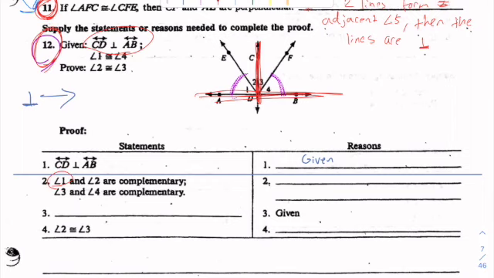Angle 1 and angle 2 are complementary, okay? So angle 1 and angle 2 are complementary because they're assuming they add up to 90, right? So this here is your complementary theorem. Or you can put definition of complementary angles. So either or. So same thing for step 2 there.